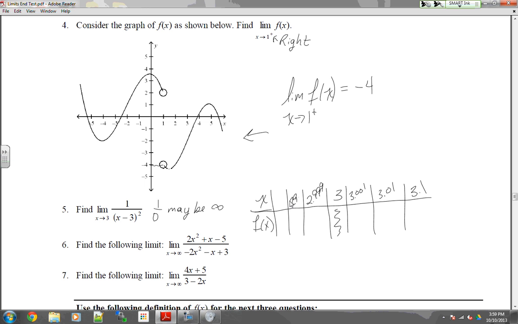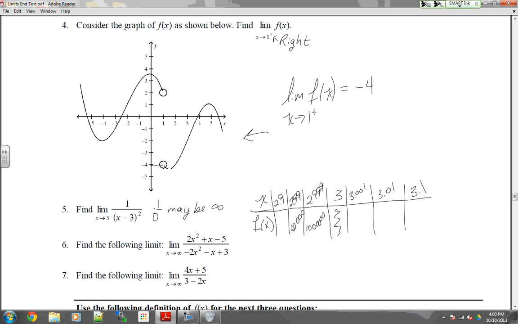All right. So let's go ahead and start plugging these in. I'm going to start with the 2.999. So 1 divided by 2.999 minus 3, that squared gives us 1,000,000. All right, so now 2.99. That gives us 10,000. And then let's just do 2.9, which gives us 100.